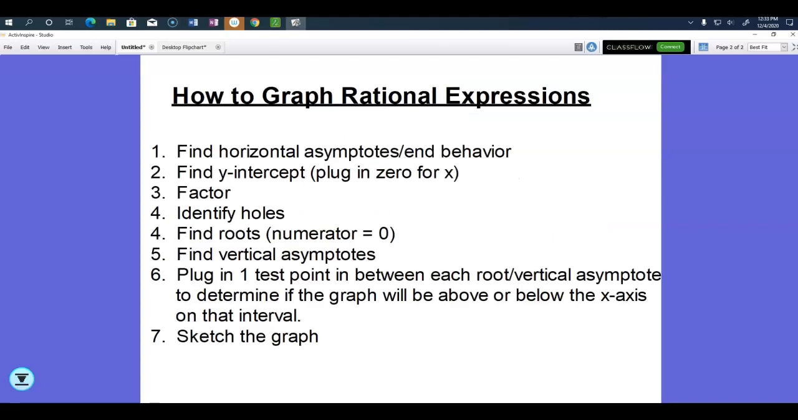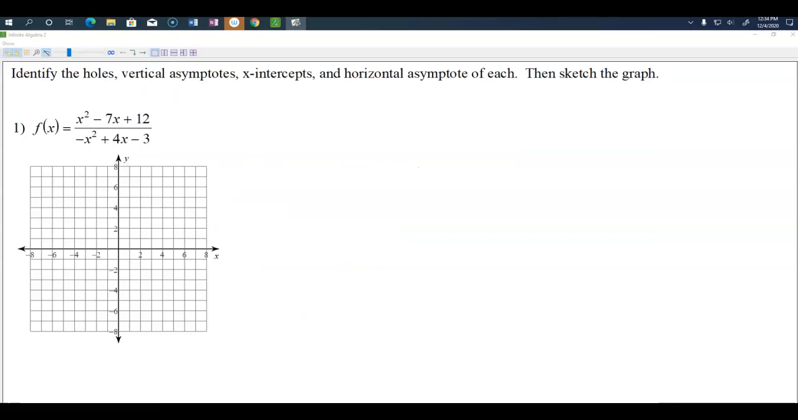Here's the steps. If I were you, I would encourage you to pause the video here and take a moment to copy these steps down. We're going to be using them on every problem that we do today. So go ahead and have those handy and we'll begin. Alright, so here we go.